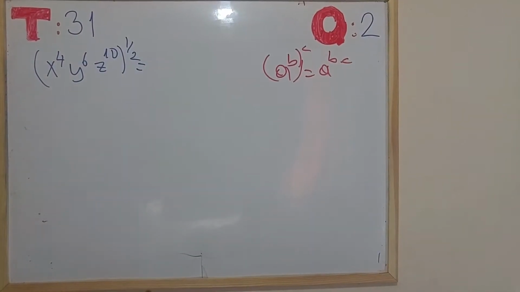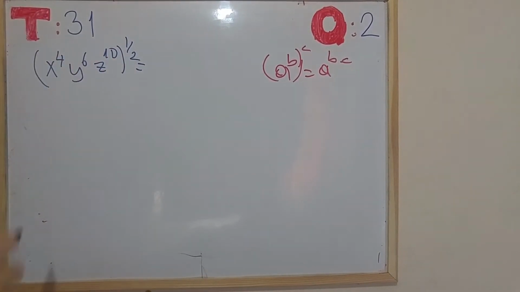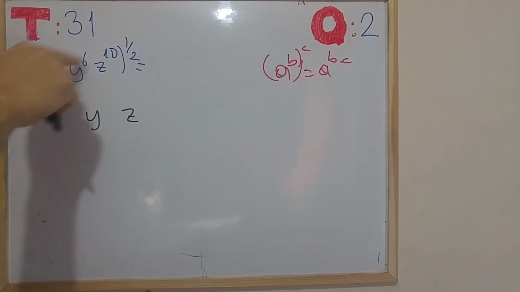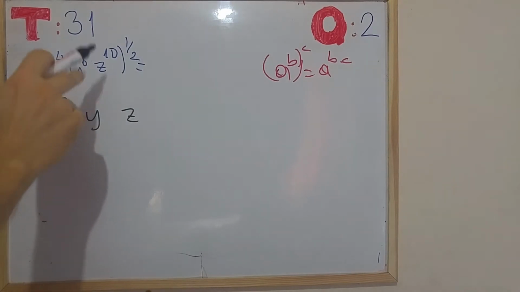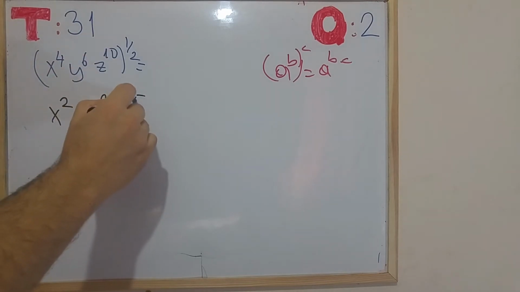Similar to the previous question, this 1 over 2 will be multiplying all of these three numbers. So it's going to be x, y, z. 4 times 1 over 2, which means 4 divided by 2 is equal to 2. 6 divided by 2 is equal to 3. 10 divided by 2 is equal to 5.